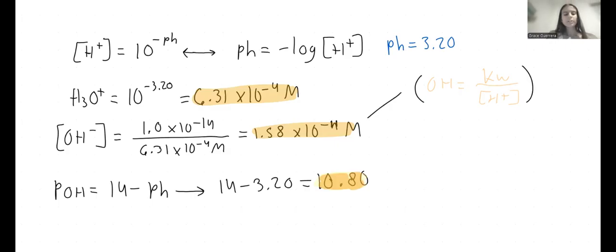Now to solve for our pOH, that is simply 14 minus our pH, and the same thing goes for pH as well. In this case we're solving for pOH, so it would be 14 minus 3.20, which is equal to 10.80.